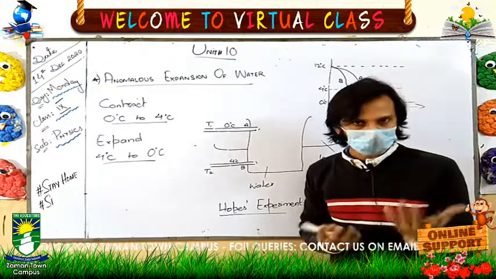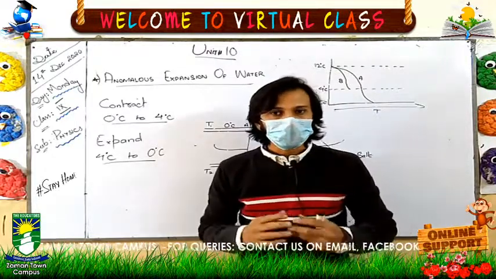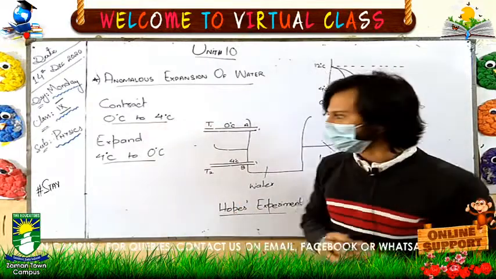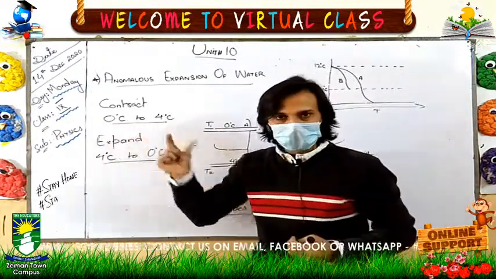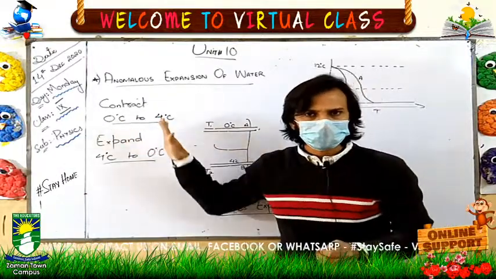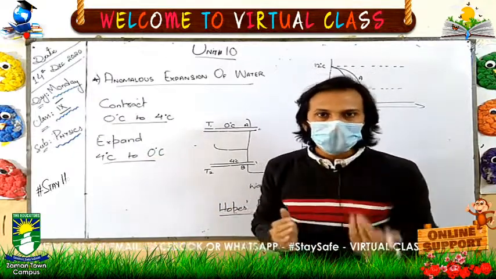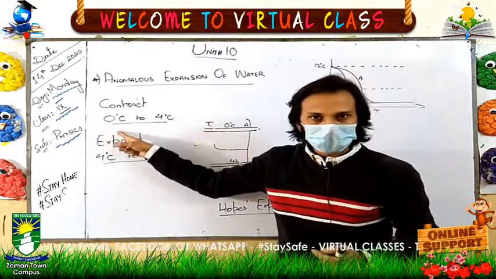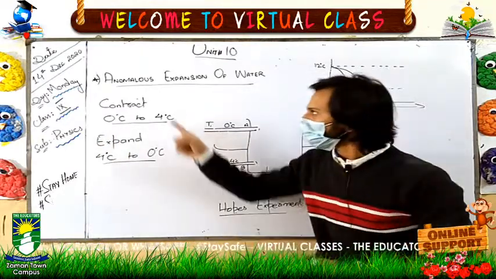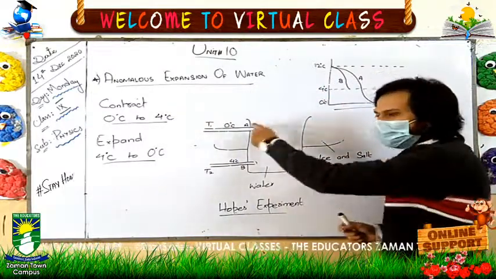The first one is marine water life. In the areas where the temperature is much below 0 degree centigrade, we know water starts freezing at 0 degree centigrade. Okay class, so as the temperature falls below 0 degree centigrade, what will happen? If we talk about the sea water, it will freeze. But because of the anomalous expansion of water, what will happen? Only the surface will freeze.